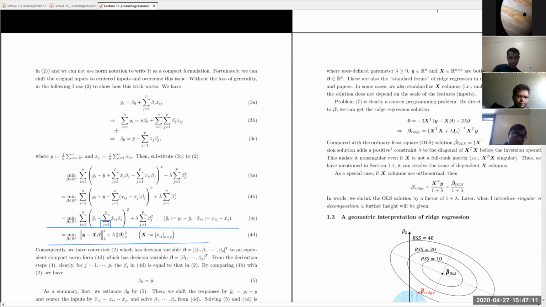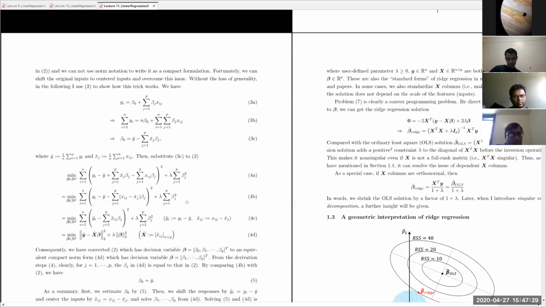Why? Because I substituted beta 0 by this. I substituted this one here, this one's here, this one's gone. And this part is the beta 0 item here, right? And then how would you calculate beta 0? Simple.